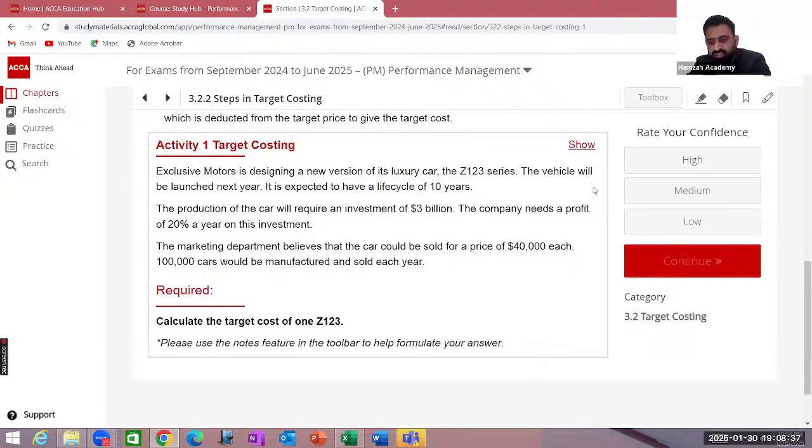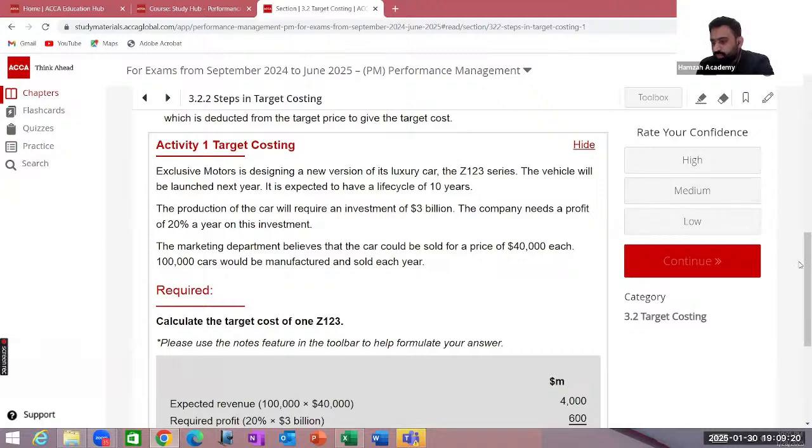Let's say, Exclusive Motor is designing a new version of its luxury car, Z123 series. The vehicle will be launched in the next year. It is expected to have a life cycle of 10 years. The production of the car will require an investment of $3 billion US. The company needs 20% profit a year on this investment. The marketing department believes that the car could be sold for $40,000 each, and 1 lakh cars would be manufactured and sold each year. The requirement is to calculate the target cost.